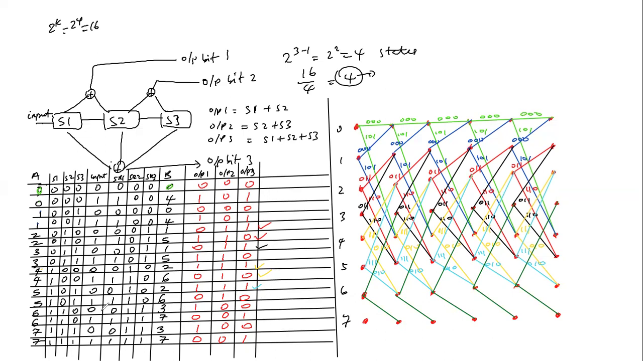6 to 7 is here. That is 1, that's 6 to 3, 1, 0, 0, 1, 0, 0, 1, 0, 0, 1, 0, 0, 1, 0, 0, 1, 0, 0. And then 6 to 7 is 0, 0, 1, 0, 0, 1, 0, 0, 1, 0, 0, 1, 0, 0, 1, 0, 0, 1.